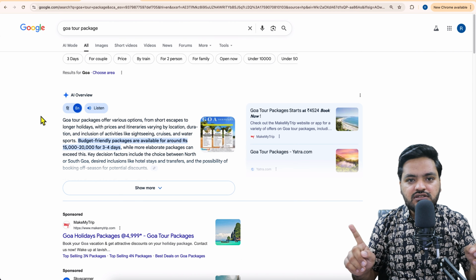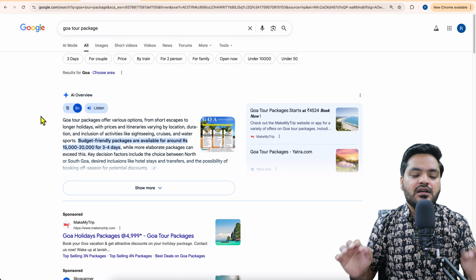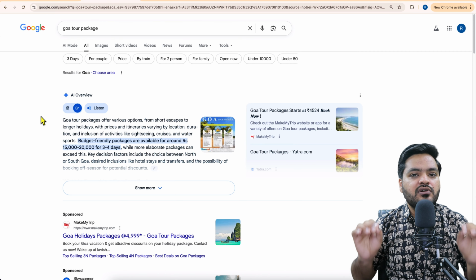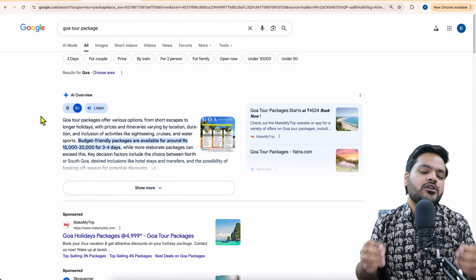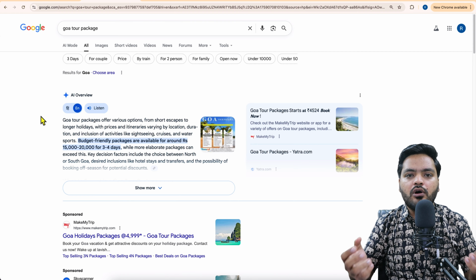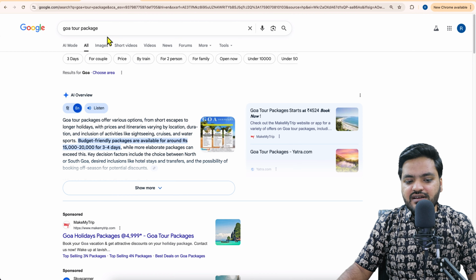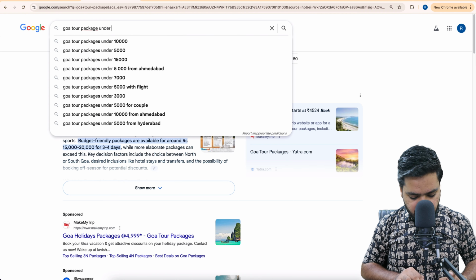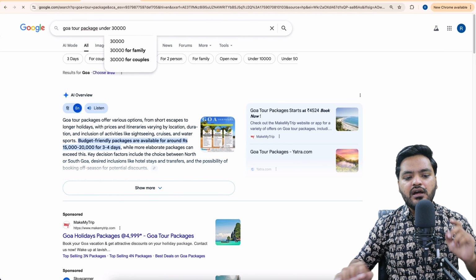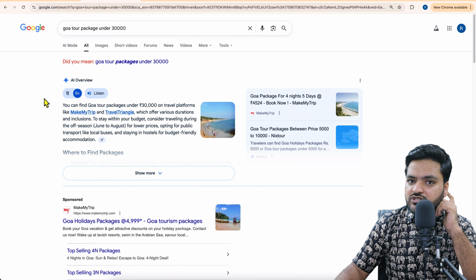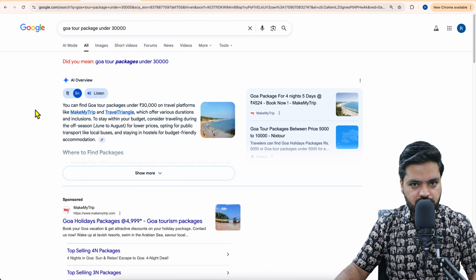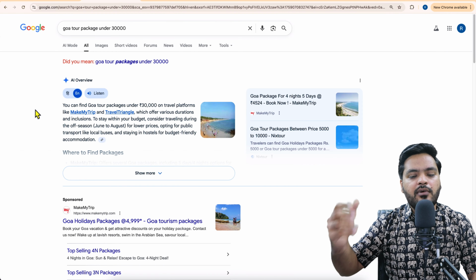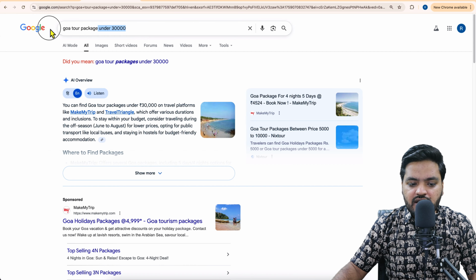So both the phrases are keywords for me, but the importance of choosing the right keyword is directly proportionate to your success and ROI of your Google Ads campaign. Another example: let's say "Goa tour packages under 30,000", and let's say you don't provide any package for Goa under 50,000. Every package of yours is above 50,000. Then will this query make sense?